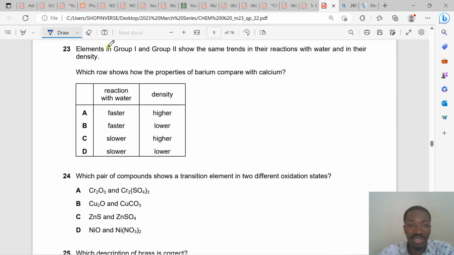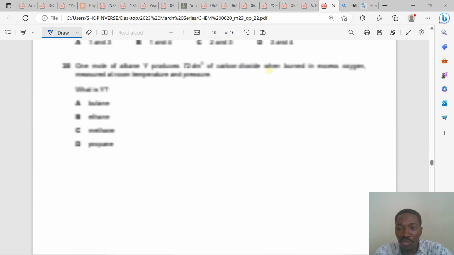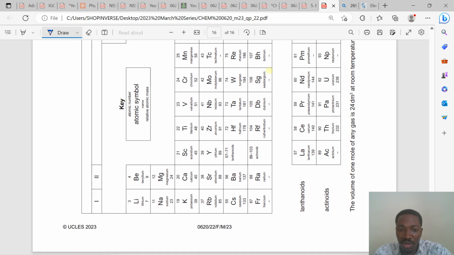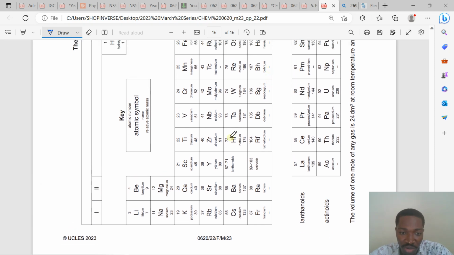Question 23. Elements in group 1 and group 2 show the same trends in their reactions with water and in their density. Which row shows how the properties of barium compare with calcium? In order to get this done, we have to look for the position of barium and calcium on the periodic table. We have calcium here, and you have barium here.